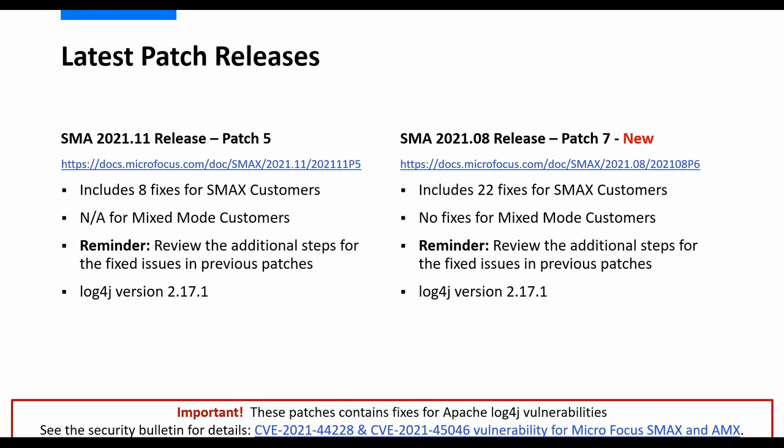For 2021.11, we are now on patch 5. There's 8 fixes for SMAX customers. There's no implications for mixed mode customers with those fixes, but please be aware of the additional steps that are required in relation to the fixes issued in previous patches. This also includes Log4j version 2.17.1. Similarly, our patch for 2021.08, which is now patch 7, has 22 fixes, and again, it's updated to the latest version of Log4j.